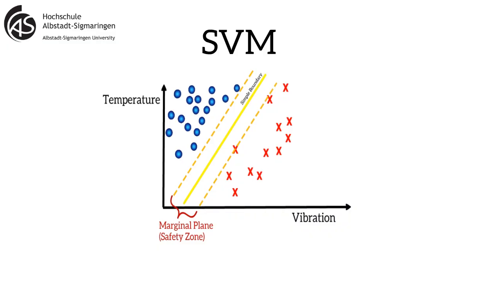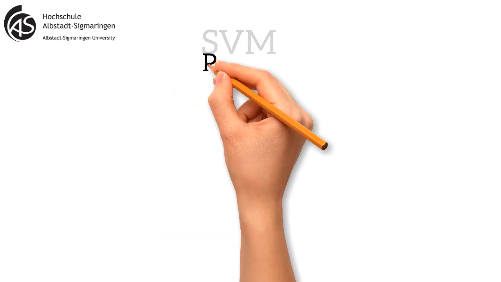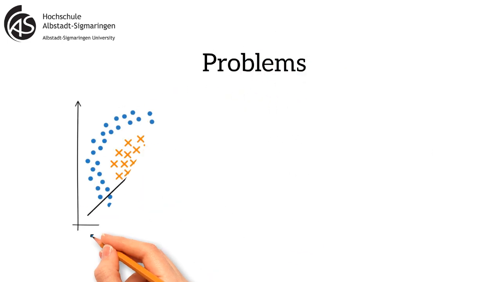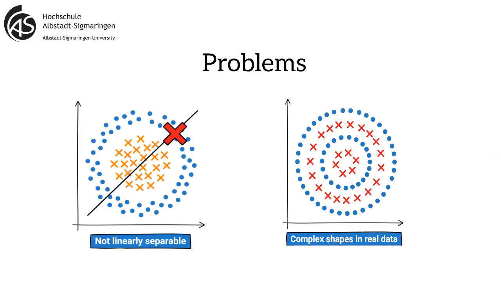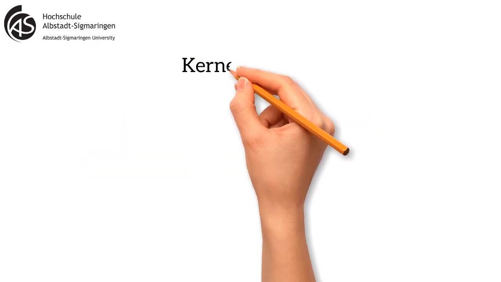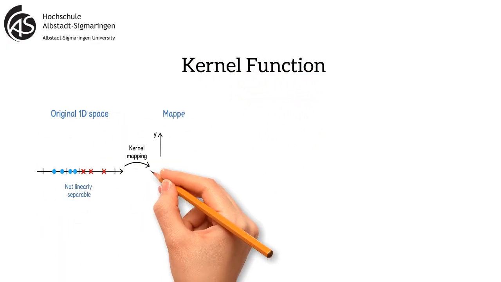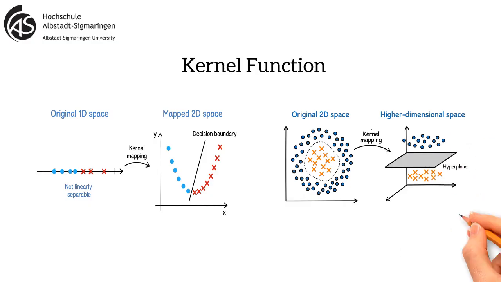So far we were lucky, a straight line could separate good and defective parts. But in many real problems like images, text, or complex sensor data, the classes are not separated by a simple straight line. They may form circles, spirals, or messy clusters that wrap around each other. SVM handles this using an idea called the kernel trick, but we will keep it high level. In the original 1D space and original 2D space, the data is not linearly separable, so any boundary would have to be a complicated curve.